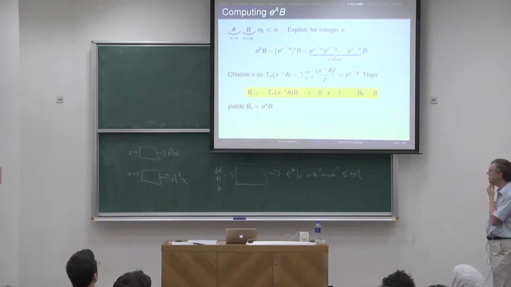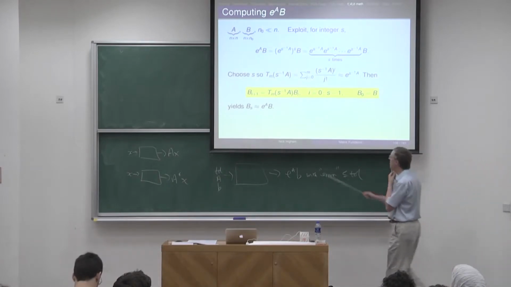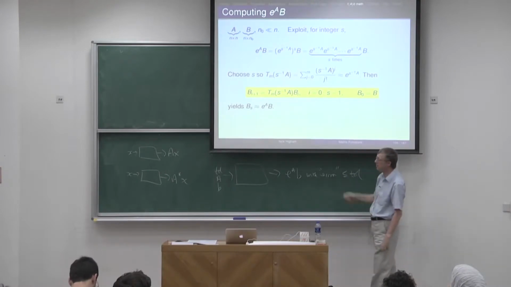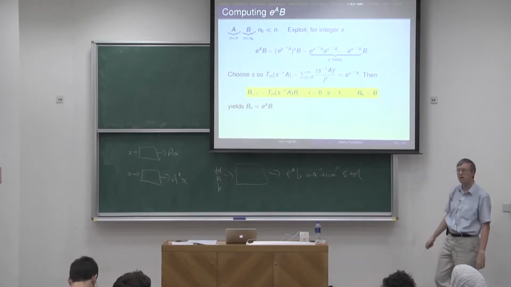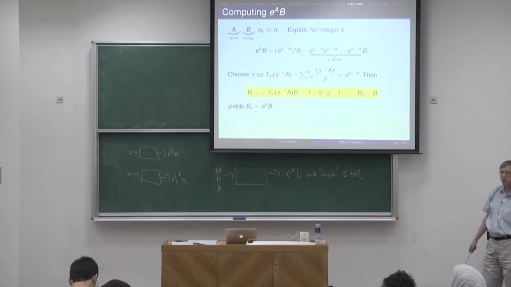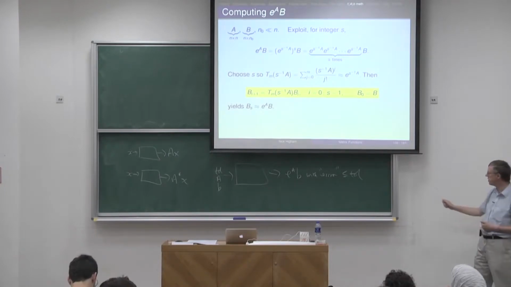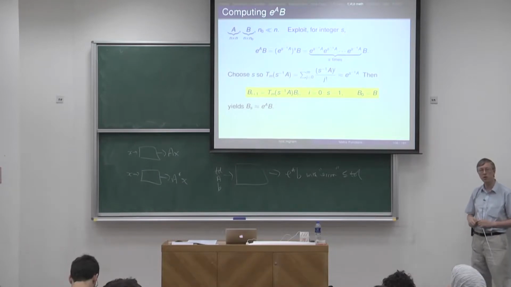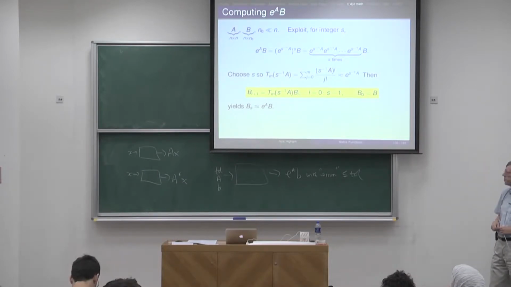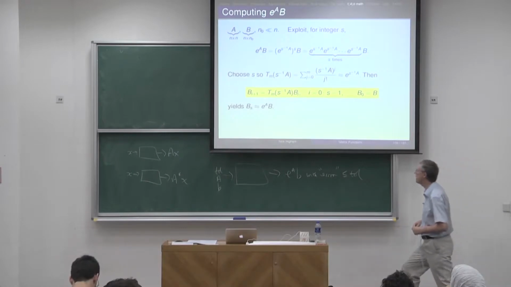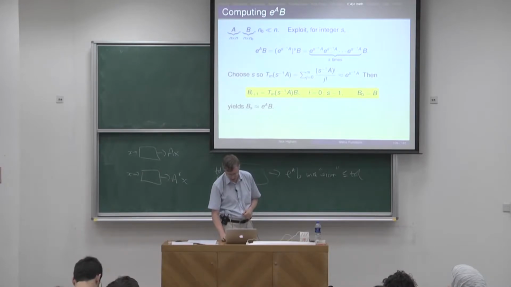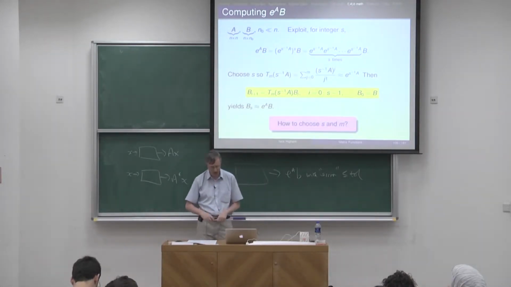So I've now got two parameters in this method. I've got m, the degree of the polynomial, and s, which is the number of pieces I split the interval into. And I've got to come up with some way of choosing m and s. And I want to do that in such a way that I satisfy my error criterion and I use the minimum amount of work. So those are the two aims here. Okay. So how are we going to do that? How to choose s and m.